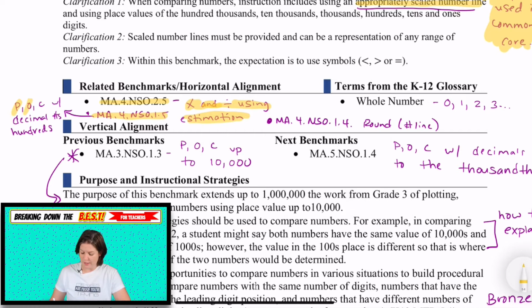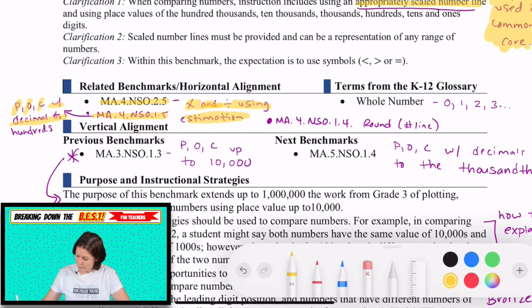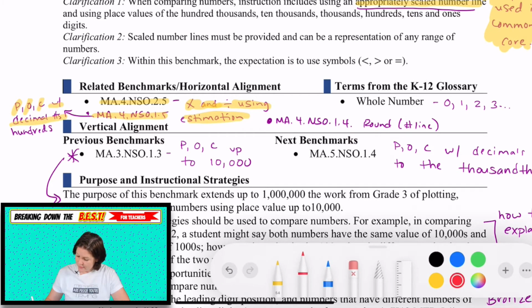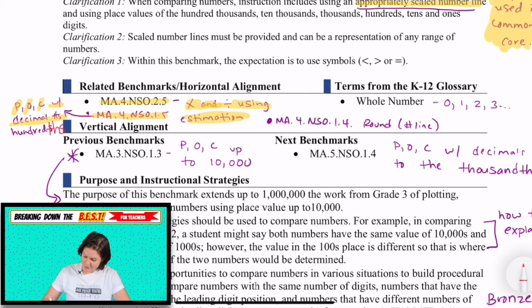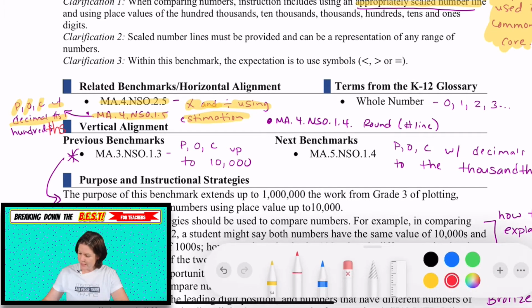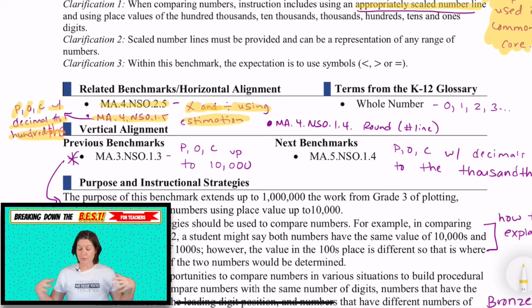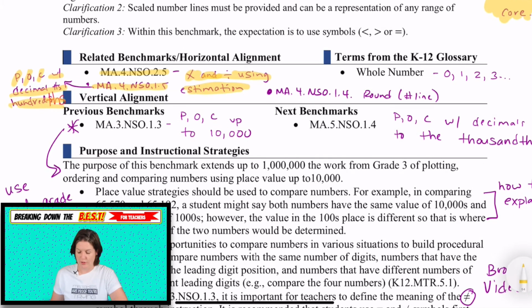I wrote P for plotting, O for ordering, and comparing with decimal numbers to the, ooh, that should not say hundreds. What do you think that should say? Yes, hundredths. I'm sorry. That's decimal numbers to the hundredths. Okay. Sorry about that. Not only are we plotting, ordering, comparing whole numbers in fourth grade, we're also doing it with decimal numbers real soon. We've got this, don't worry.